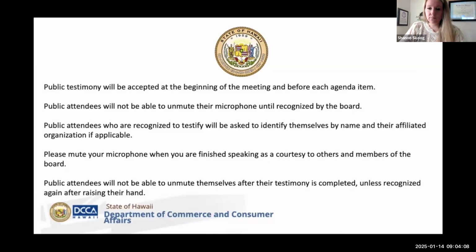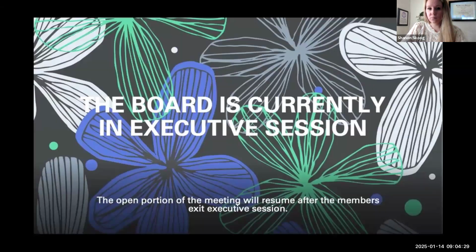Public attendees who are recognized to testify will be asked to identify themselves by name and their affiliated organization if applicable. Please mute your microphone when you are finished speaking, as a courtesy to others and members of the board. Public attendees will not be able to unmute themselves after the testimony is completed unless recognized again after raising their hand. At some point during the meeting, the board may choose to move into executive session.